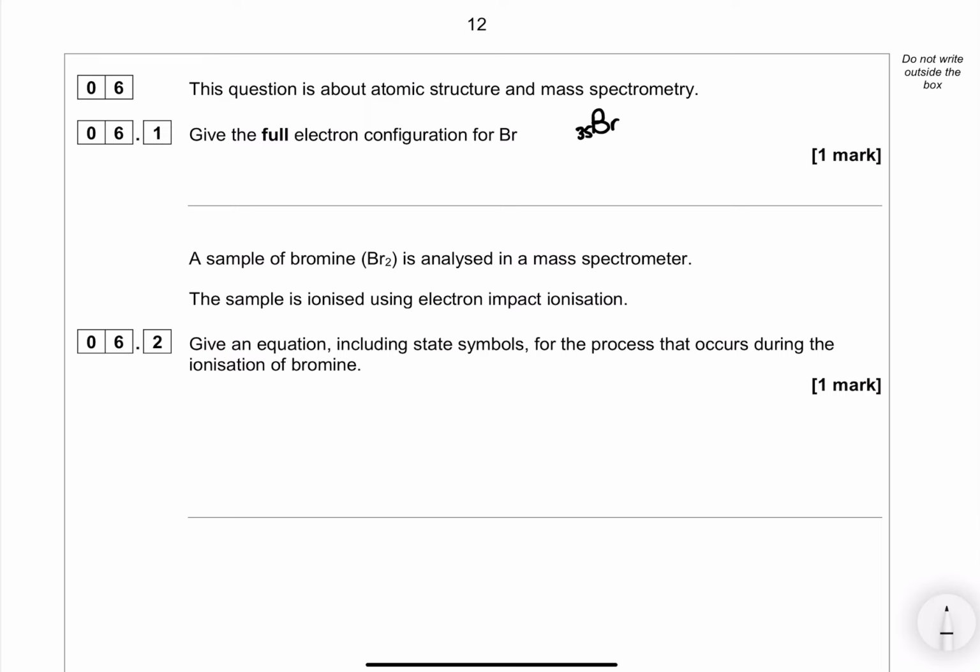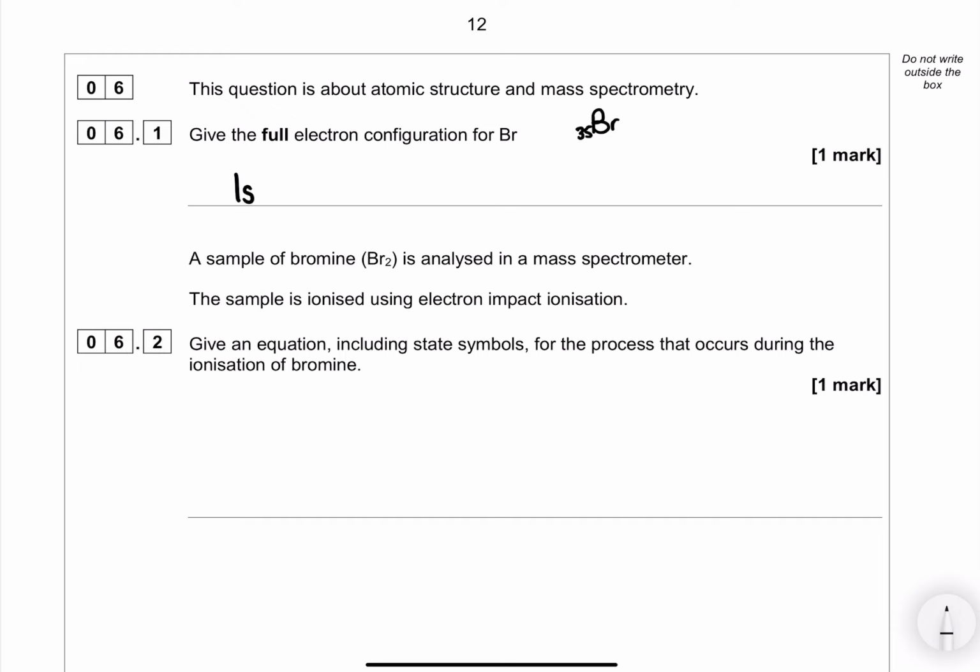If you look at its location in the periodic table, you can see that it is in group 7, so the fifth column along in the p block. It's in the fourth row down, so it's going to end 4p5 because of its location, but we've got to go all the way through all of the electron configuration to that point.